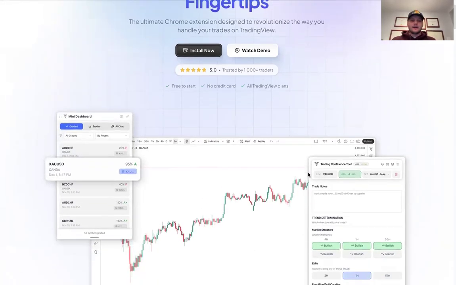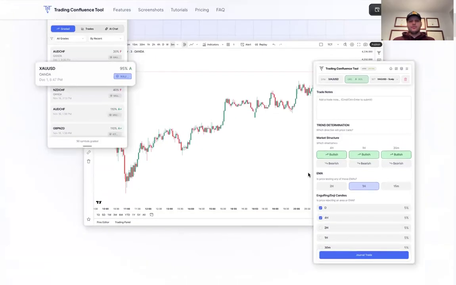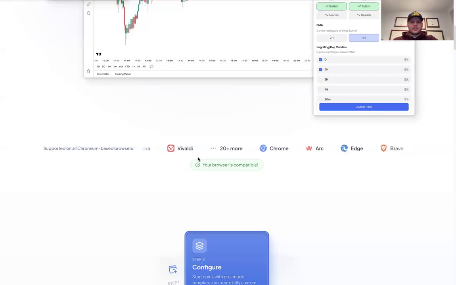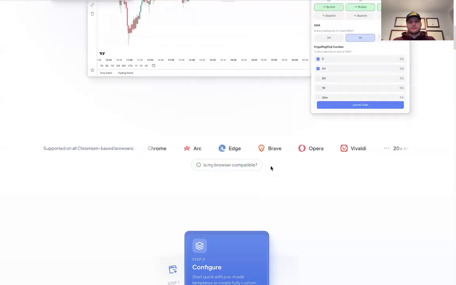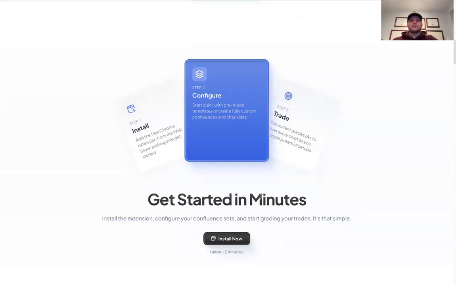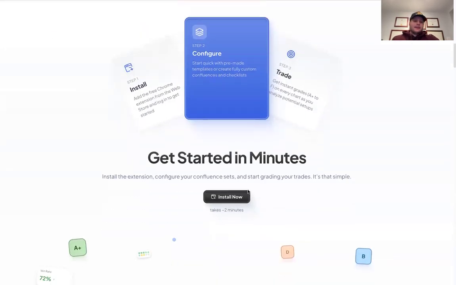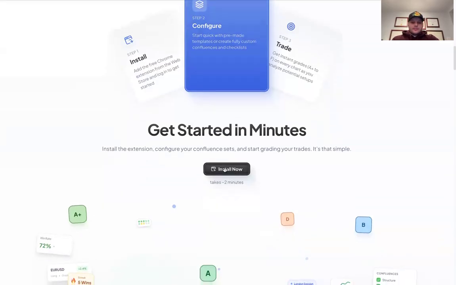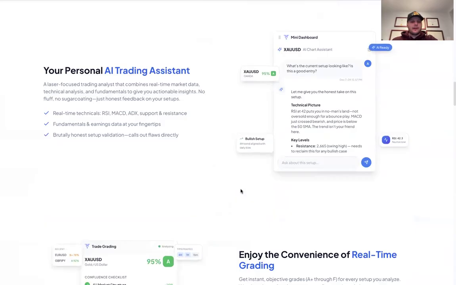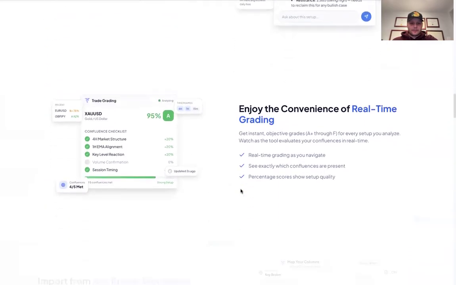So Trading Confluence Tool, you can install it for free. You now have a new look to the website. Basically, instead of going dark themed, we went light themed, and Freddie did all of this stuff. Now you can check if your browser is compatible. If you refresh the page, you can click on this button and it'll tell you if you're using a browser that supports the TCT. Really easy to install. Just click on any of the install now buttons. It'll let you do that for free without having to sign up or pay anything.